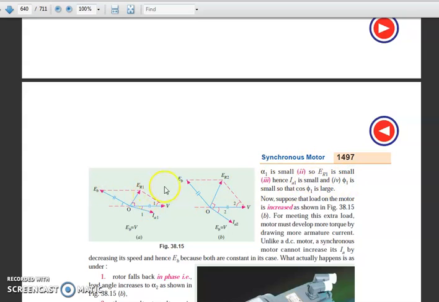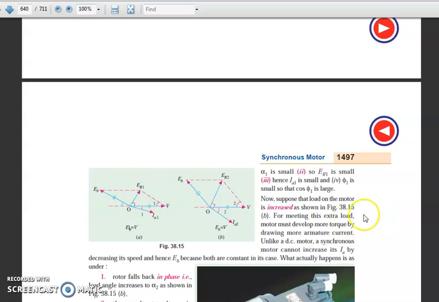Hence IA1 is also small, because the armature current always depends on the load. If the load increases, the armature current will increase, and if the armature current increases, the back EMF will increase. So in this case Eb is equal to V, back EMF equals supply voltage, and we have a small or light load. If the load is small, the armature current is small, and the resultant ER1 of V and Eb is smaller.